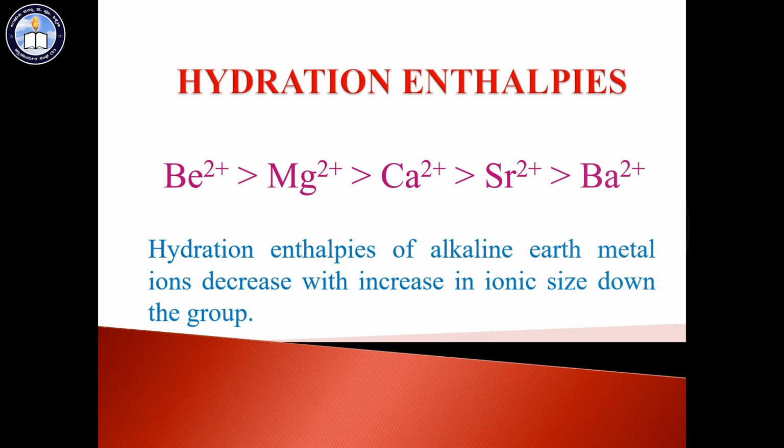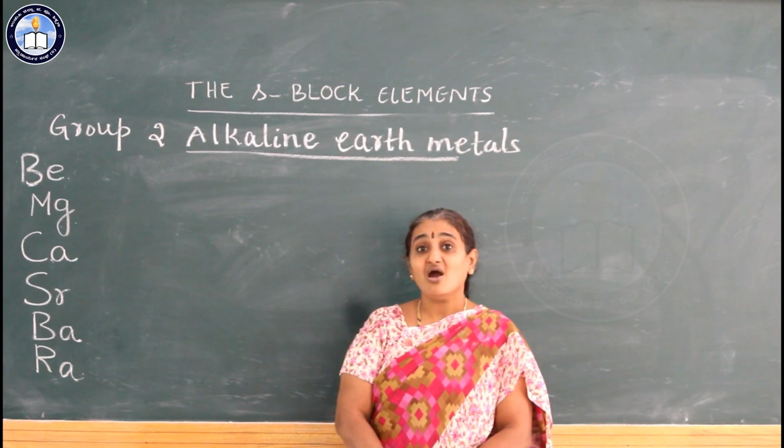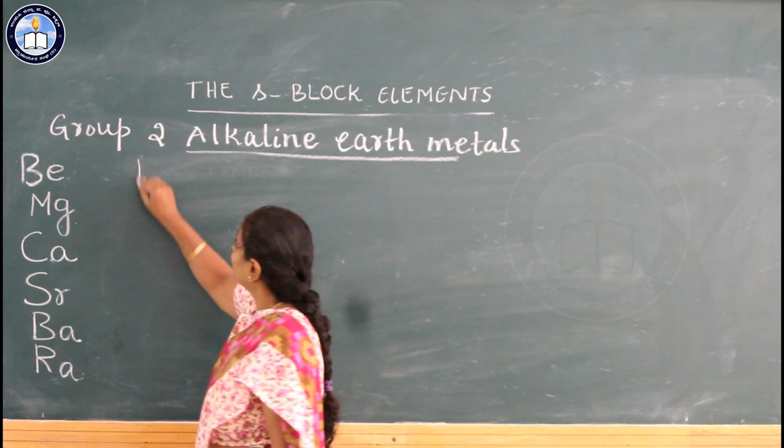Example, MgCl2 exists as MgCl2.6H2O, CaCl2 exists as CaCl2.6H2O, while sodium chloride and potassium chloride do not form such hydrates. Let us discuss the physical properties of the alkaline earth metals.